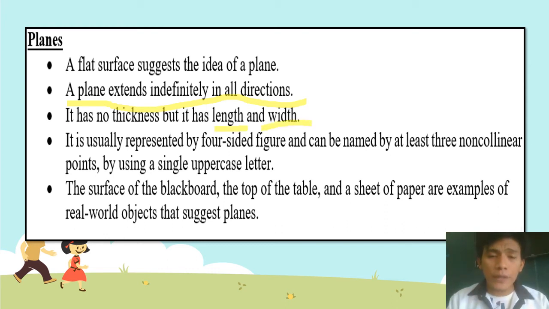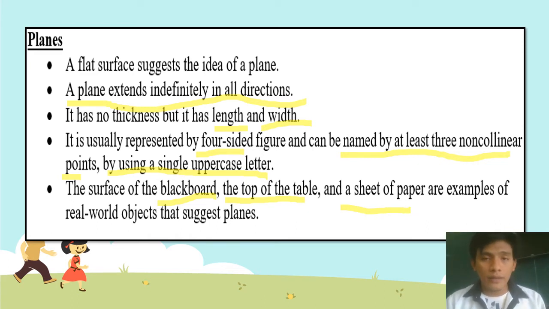It is usually represented by a four-sided figure and can be named by at least three non-collinear points or by a single uppercase letter. The surface of the blackboard, the top of the table, and a sheet of paper are examples of a plane. Those are real-world objects that suggest planes. Please take note of that.